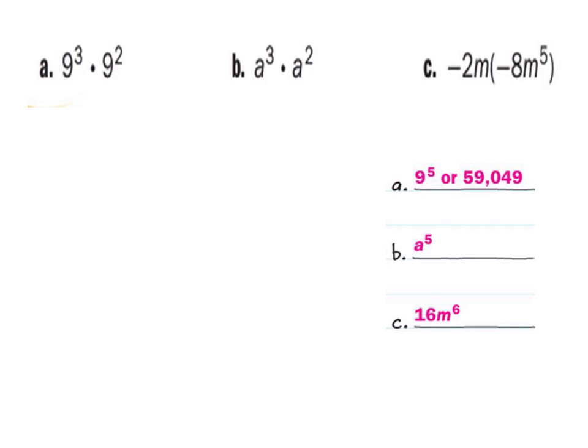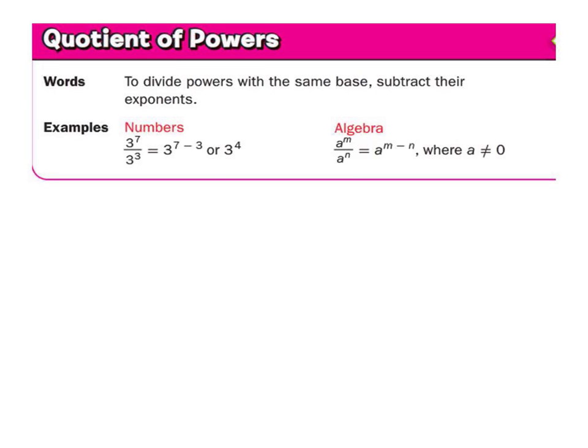Notice in the book, they've given you both answers for A. You got 9 to the power of 5 or 59,049. On the test, if you write either one of those, that's fine. Just one is worth a lot more than the other. Notice what we've been doing so far is all multiplication.